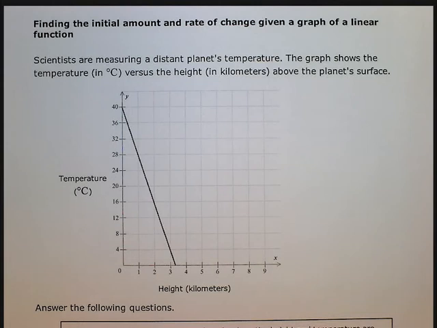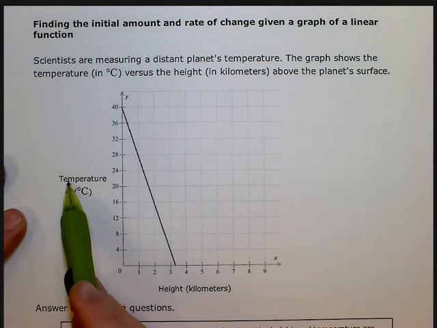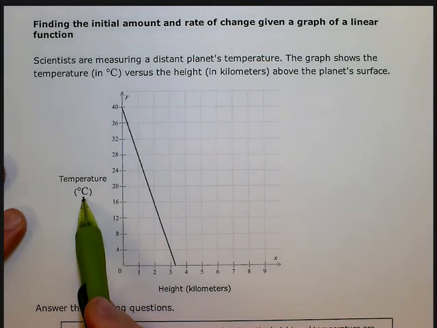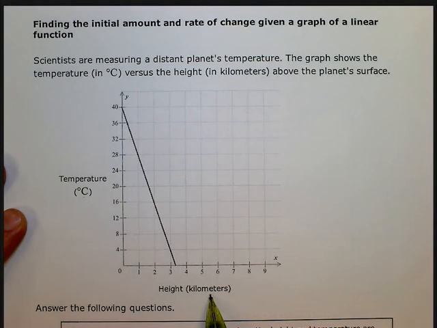Finding the initial amount and rate of change given a graph of a linear function. Scientists are measuring a distant planet's temperature. The graph shows the temperature C in Celsius versus the height in kilometers above the planet's surface. So these are the kilometers above the surface of that planet, and here's the temperature. Now we need to answer the following questions.